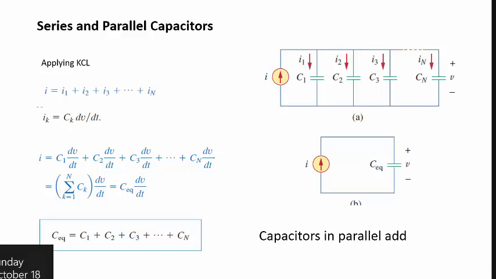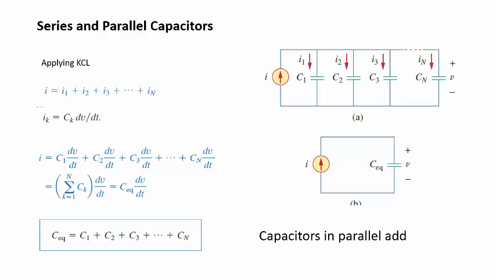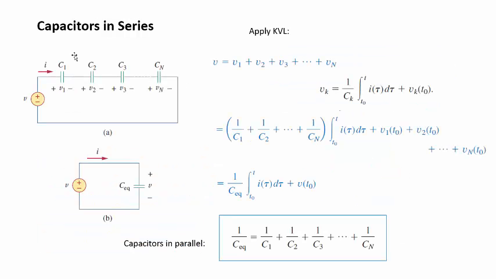Let's look at capacitors in series next. So here are some capacitors in series in a circuit. Since Kirchhoff's laws still apply, we will apply Kirchhoff's voltage law. So the sum of the voltage drops in the loop will equal the source voltage. There I've written Kirchhoff's law for this circuit.